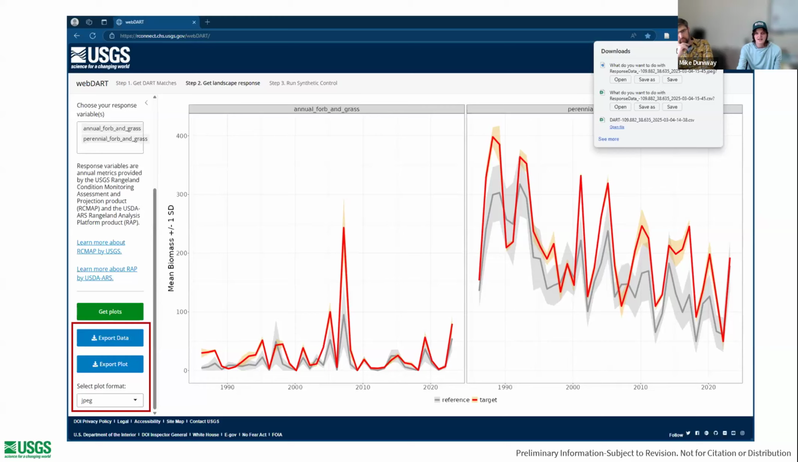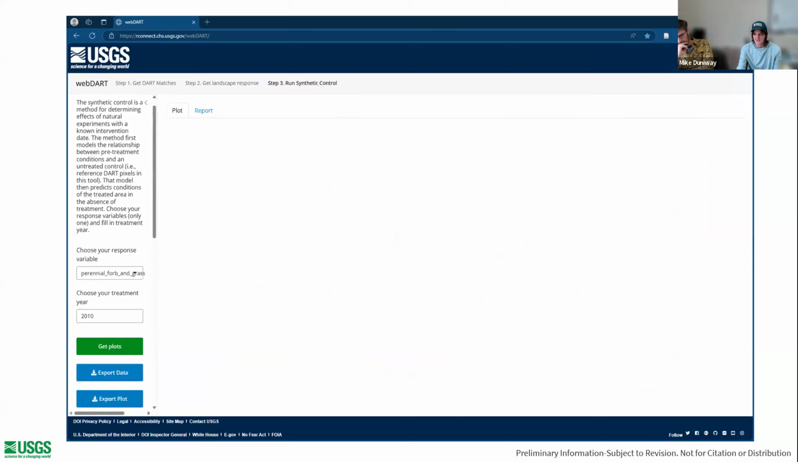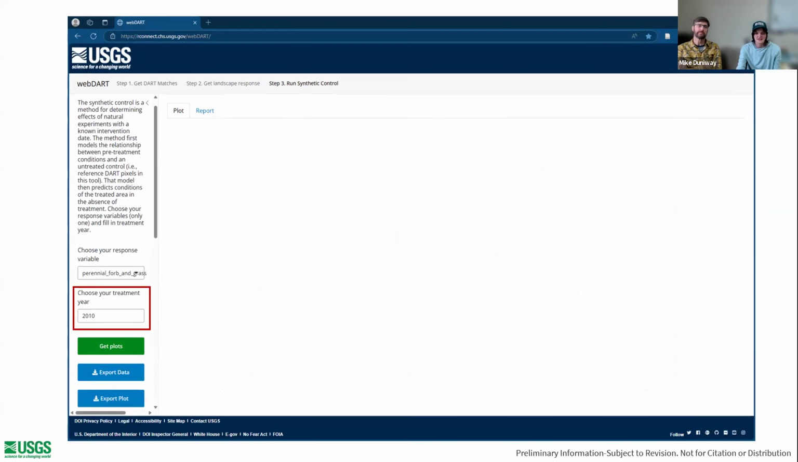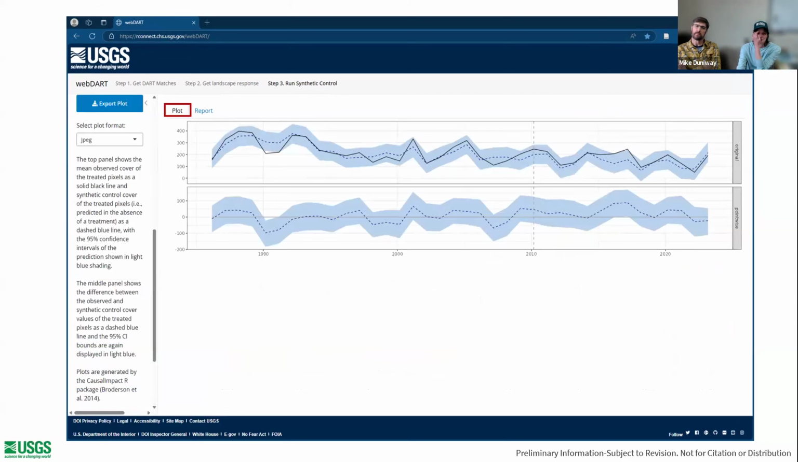The last step is to run the synthetic control to get a counterfactual understanding of the size of the effect of that landscape intervention. In this case, you would choose one response variable from the set you chose in step 2, and you would also define a treatment year in which the intervention took place. Once you run those, you would have a plot window and a report window.